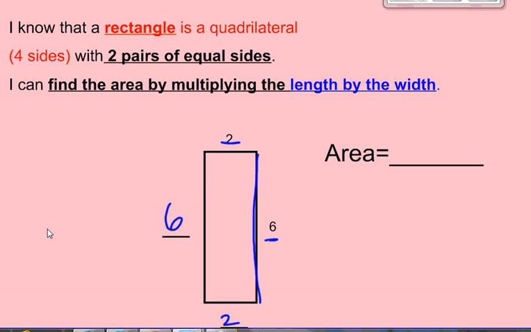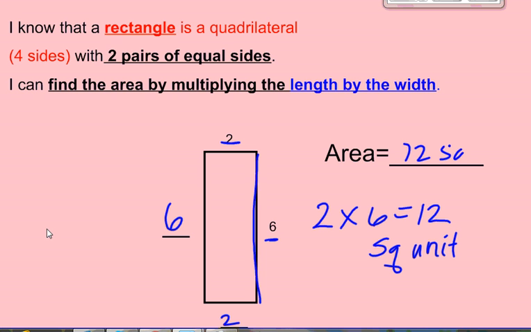And then I can calculate the area. I know that 2 times 6 equals 12. When I'm calculating area, we know that it is square units because we're thinking how many squares of equal size will fit inside the rectangle. So 12 square units equals the area.